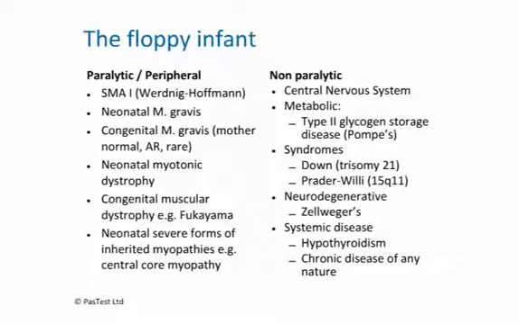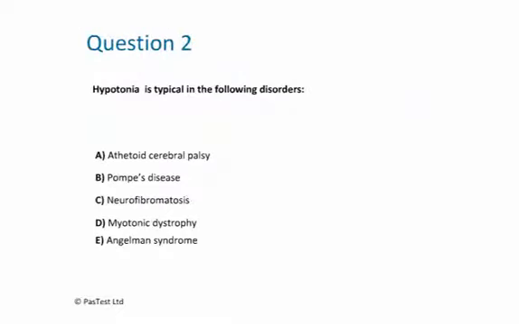Metabolic causes, as in glycogen storage disease or Pompe's disease or congenital lactic acidosis, can have associated floppiness. Syndromic disorders, as in Down syndrome, Prader-Willi syndrome, would be associated with floppiness. And systemic diseases, as in hypothyroidism or chronic disease because of any underlying etiology, would also be associated with floppiness. So reflecting back on the question, number 2, that is Pompe's disease, and number 4, myotonic dystrophy, are associated with hypotonia, while the remainder do not have to have hypotonia.